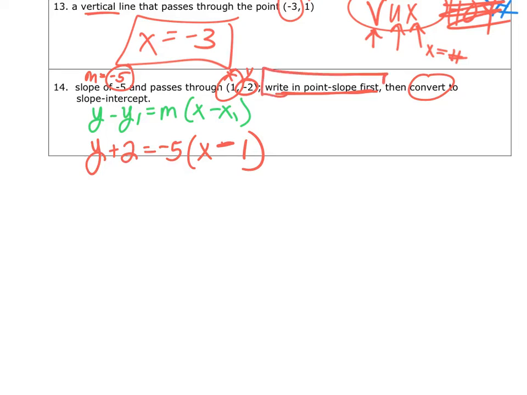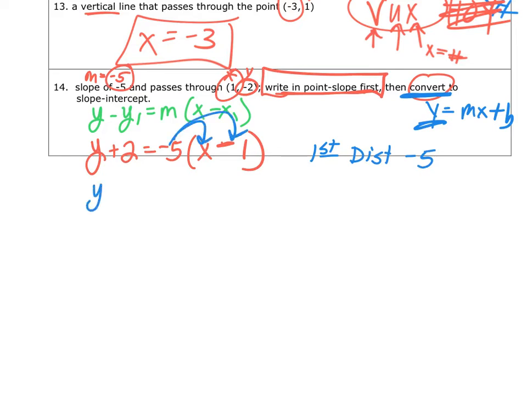So I've done the first thing, which is I've written it, that's some horrible English, written it as point slope first. Now I have to convert it to slope intercept. That means I'm converting it to y equals mx plus b, which means I'm solving for y. So the first thing I'm going to do is distribute the negative 5. So I have y plus 2 equals negative 5x plus 5. Now this first step people usually get right. It's this second step that people don't get right. It's negative 5 times negative 1 to give me a positive 5.